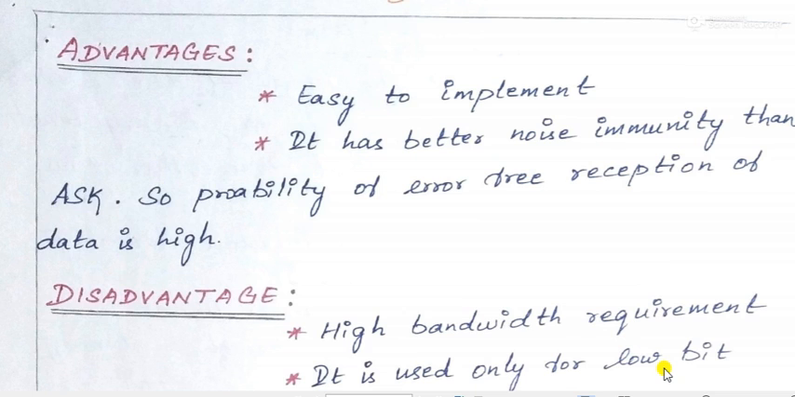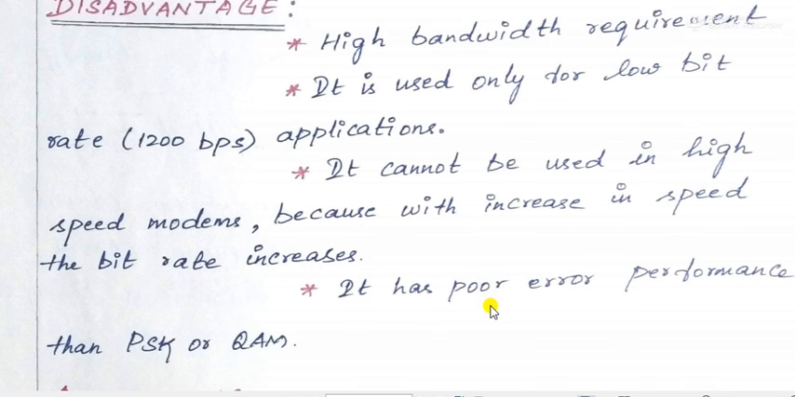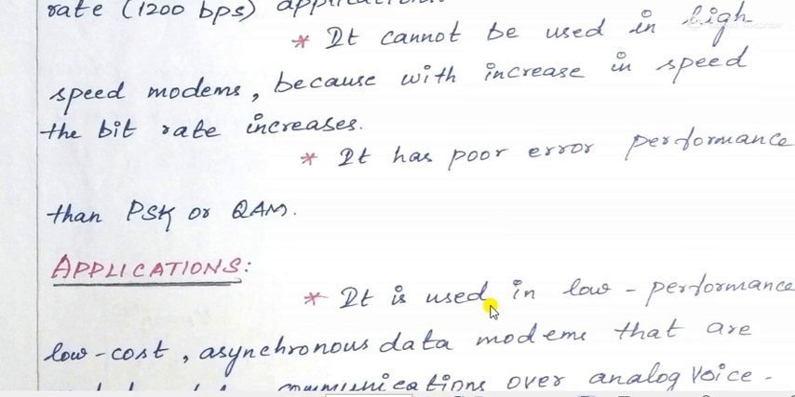Advantages of FSK: it is easy to implement and it has better noise immunity than ASK. Disadvantages: higher bandwidth requirement compared with ASK, because here we are transmitting two frequencies, F0 and F1. So it is used only for low bitrate applications and it cannot be used in high speed modems, because with an increase in speed the bitrate increases. It has poorer error performance than PSK or QAM.